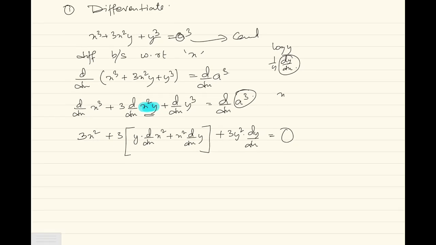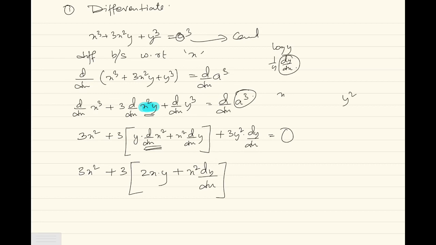Okay, now let's come to the sum. So you get 3x square plus 3 open bracket. What is d/dx of x square? 2x and the leftover y, plus what is d/dx of y? That's dy by dx. So x square dy by dx. Remember, d/dx of y is dy by dx. d/dx of y square is 2y dy by dx. d/dx of y cube is 3y square.